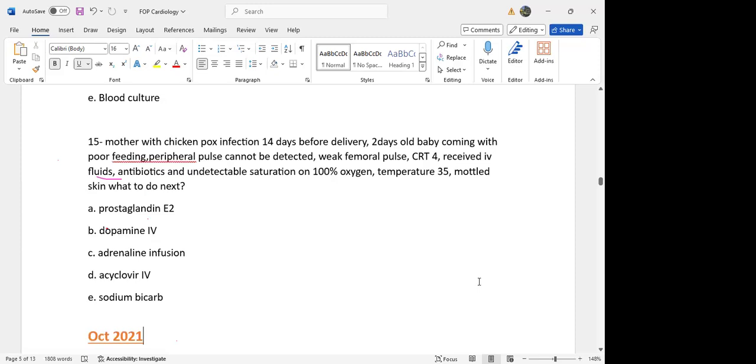It's not transposition. At this moment, you cannot say it's transposition. Why is it not transposition? Because this child presented with shock.